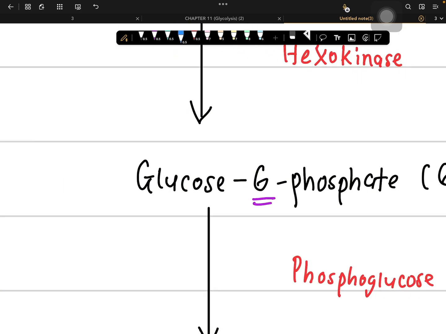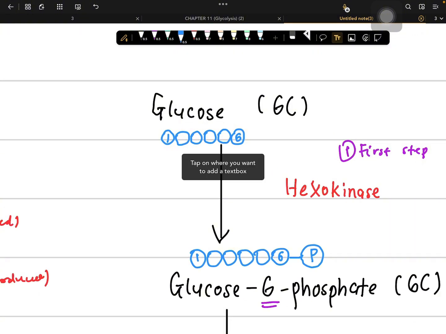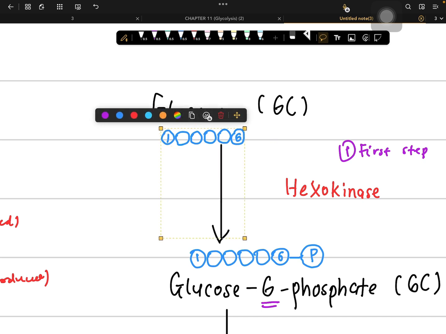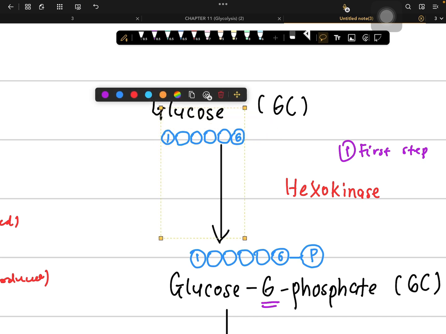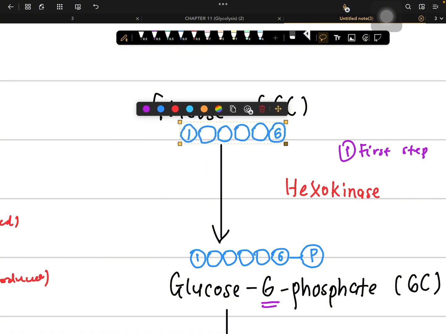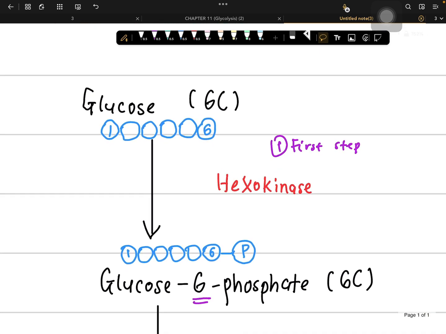So we'll draw the structure before and after. 1, 2, 3, 4, 5, 6. This is the 6th carbon. It is now attached to a phosphate group. Make the structure a bit bigger. And then the first step, phosphorylation, is catalyzed by the enzyme hexokinase.